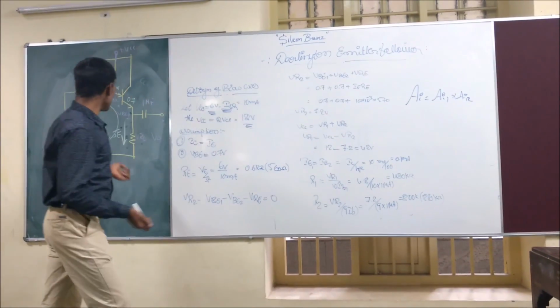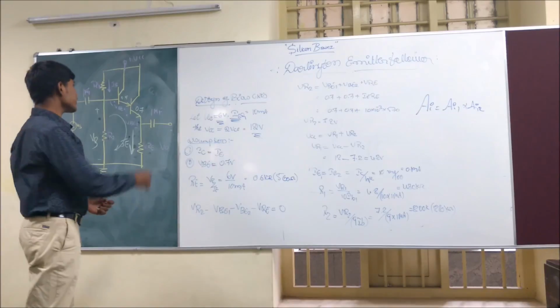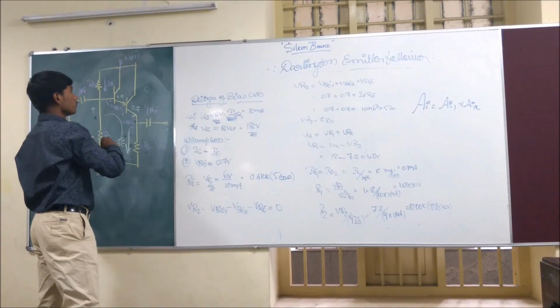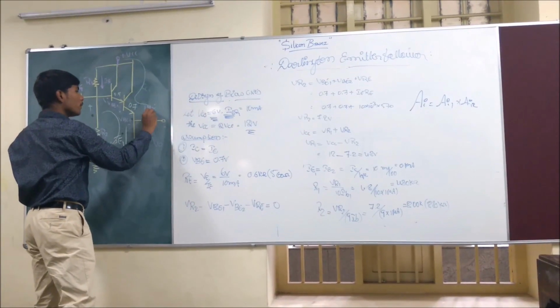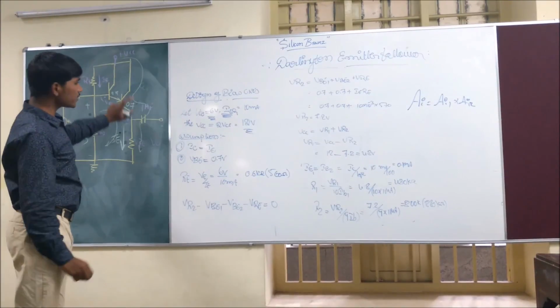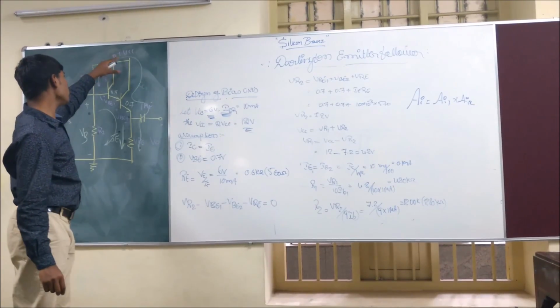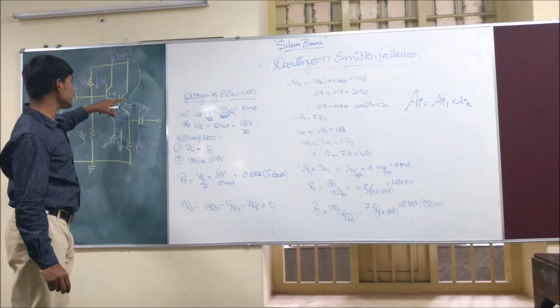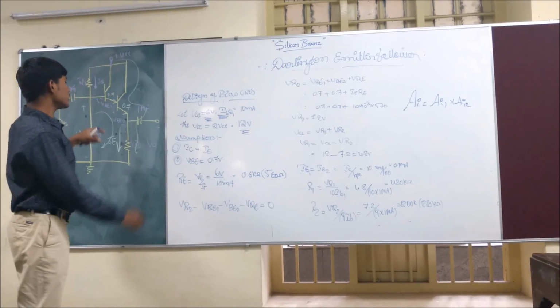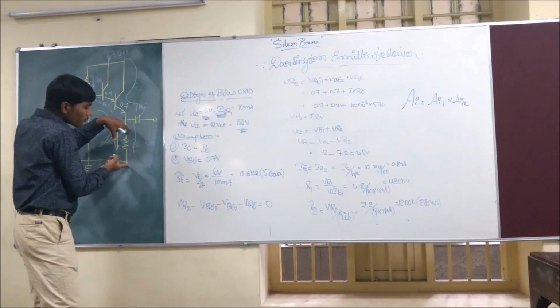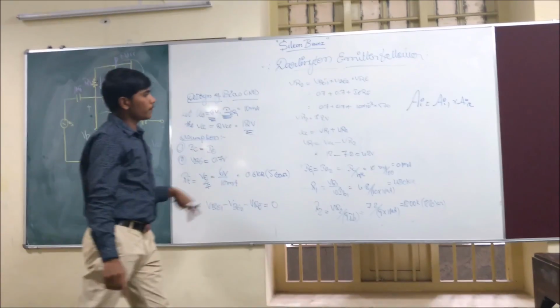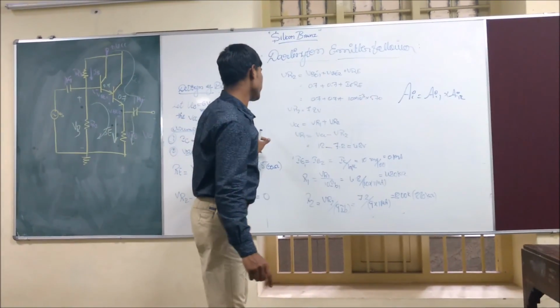Now let's come back to the output section. This is my output section. Let's apply KVL on this loop: VCC equals VCE plus VRE. That's one equation.